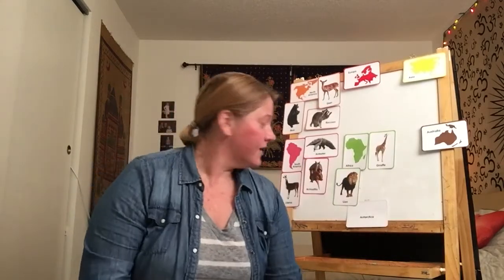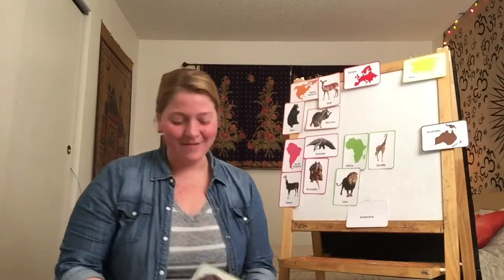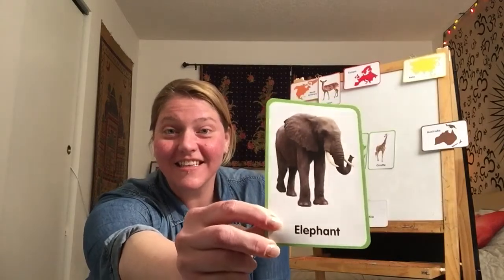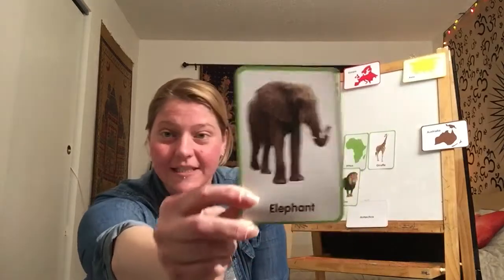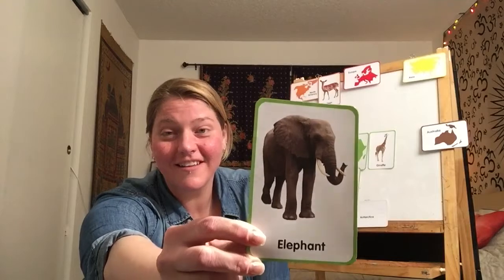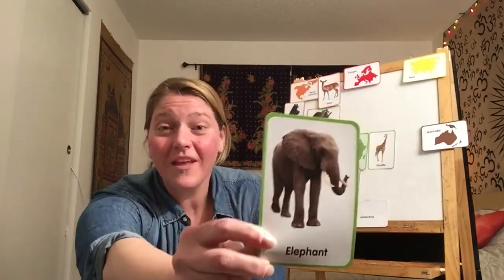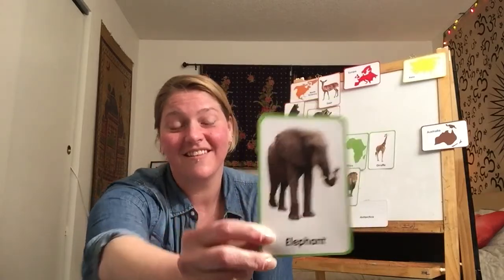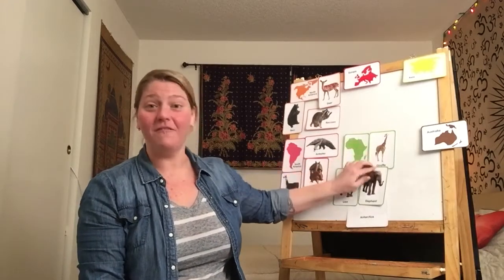And then this is my favorite animal, my absolute favorite animal. It's an elephant. Now there are African elephants and there are Asian elephants, but this is an African elephant. Isn't he beautiful? I love their big, huge ears. And do you know, they can remember things for years and years. How cool is that? They are my absolute favorite animal.